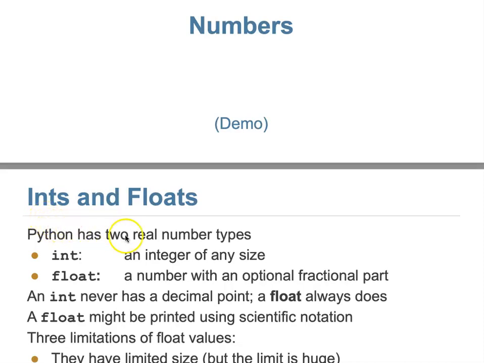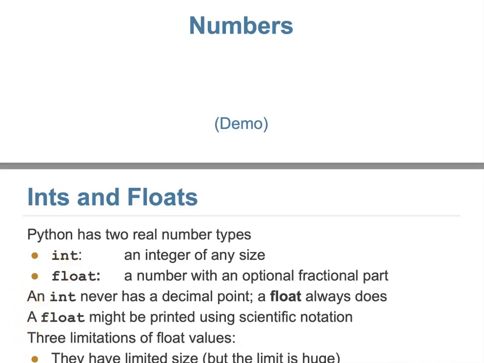So Python has 2 real number types. If we only have the whole number, we call that an integer. The integer can be any size. A float is a number with an optional fractional part. So a decimal can actually be represented by a fraction. The integer never has a decimal point, and a float always comes with a decimal point. If you don't have the fraction part, it's just 0.0. And floats may be printed in scientific notation.